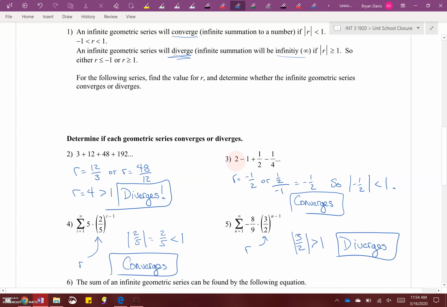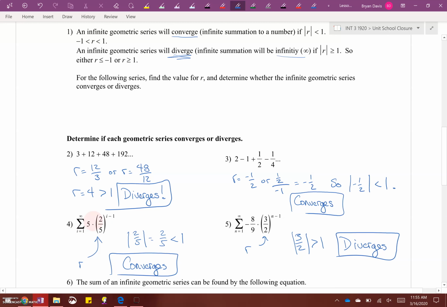Looking over here, I see that I have 2 minus 1 plus 1/2 minus 1/4 forever. I see that r is equal to -1/2. I can do -1 over 2, or I can do 1/2 over -1, or -1/4 over 1/2. So I see r is equal to -1/2. I know that the absolute value of r, 1/2, is less than 1. This series is going to converge. I don't know what that summation is going to be yet. That's next. But I just know that it's not going to be infinity.